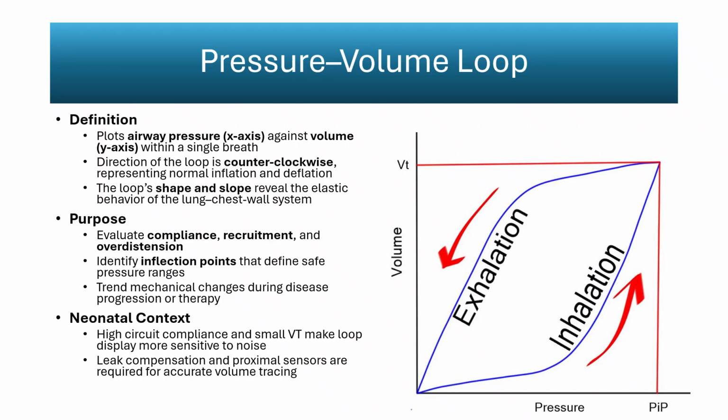The loop normally traces a counterclockwise direction. This reflects the physiologic sequence of pressure rising before volume returns, with the expiratory limb following a different path than the inspiratory limb due to hysteresis in the lung-chest wall system. Hysteresis is the difference between inflation and deflation behavior caused by alveolar recruitment, surface tension, and the mechanics of opening and closing lung units. Because the loop displays the inflation and deflation phases together, it provides a concise picture of how the respiratory system responds to ventilator pressure across the entire breath. The loop's contour, slope, and overall size reveal compliance, the degree of recruitment, and the efficiency of elastic recoil.